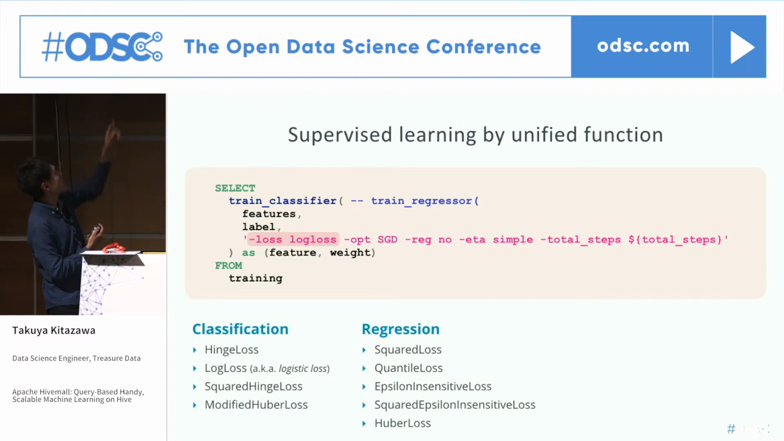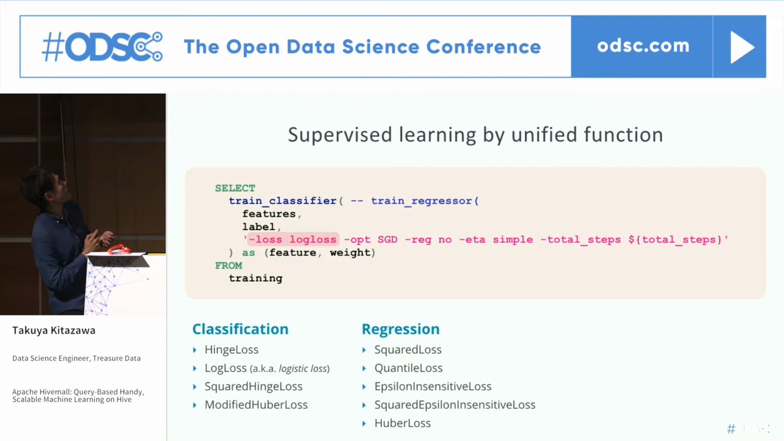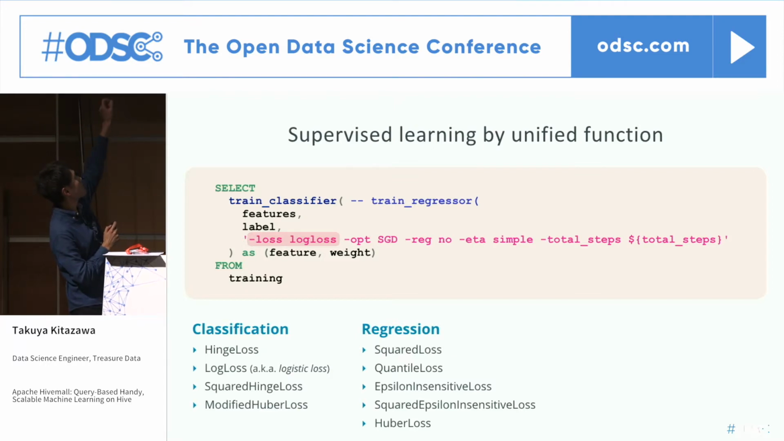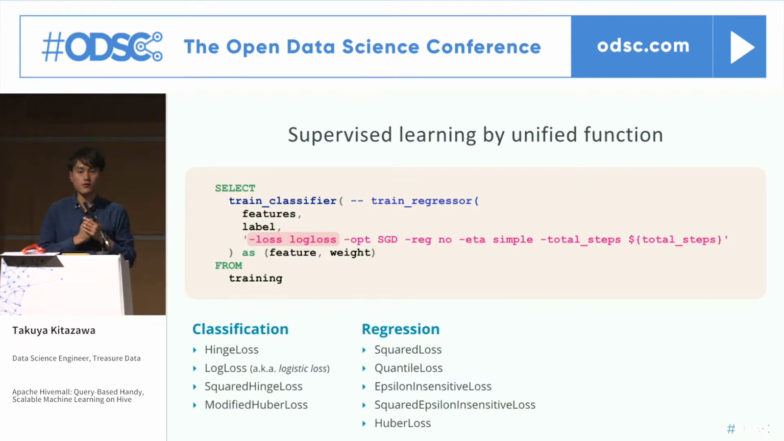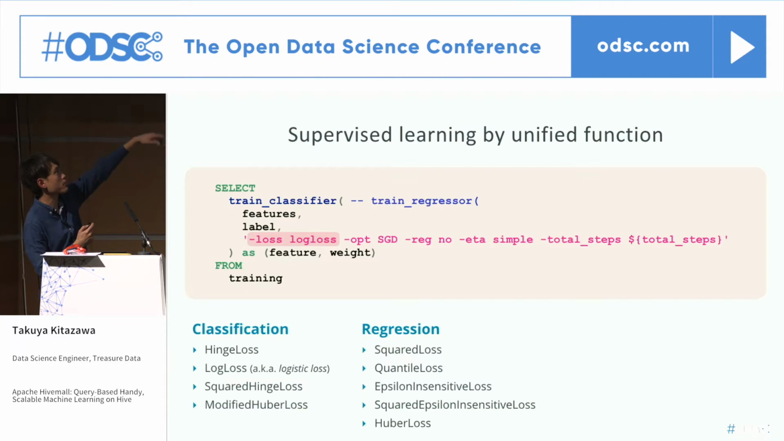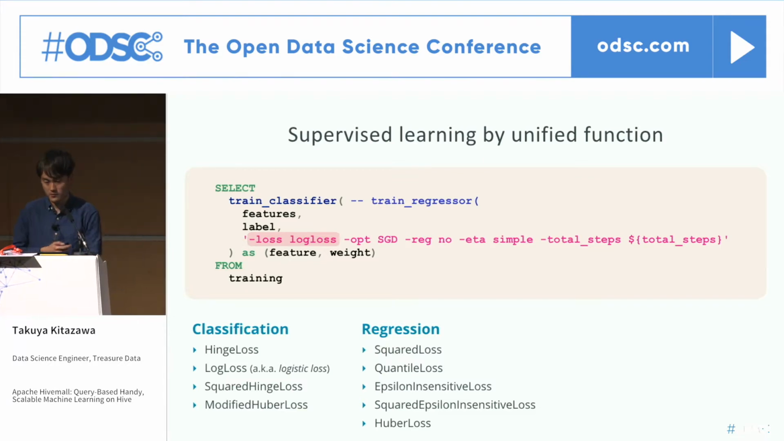So the first option will be the loss function. For classification, there are some options as a loss function: hinge loss, logistic loss, squared hinge loss, or modified Huber loss. For regression, there are also some options: squared loss, quantile, epsilon insensitive, squared Huber loss, or something like that.